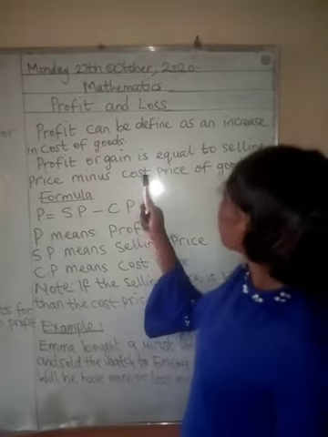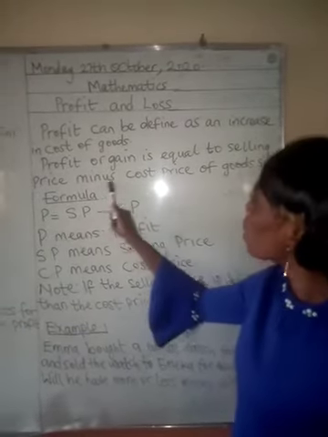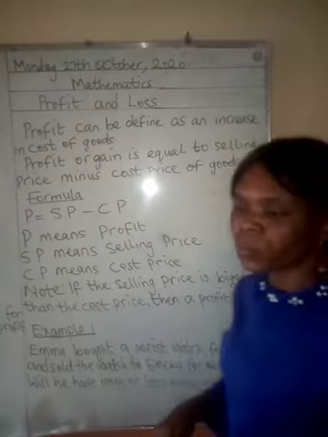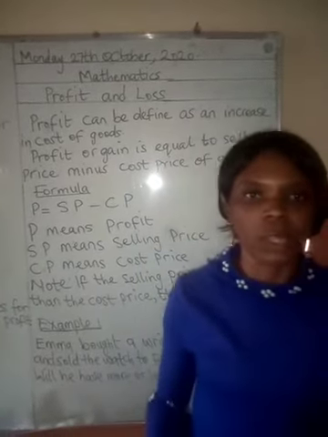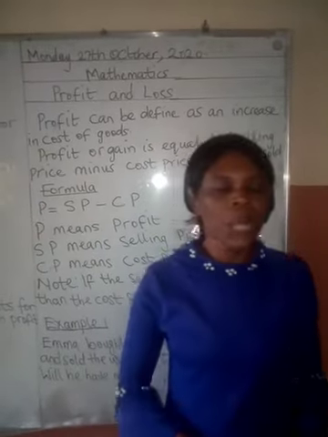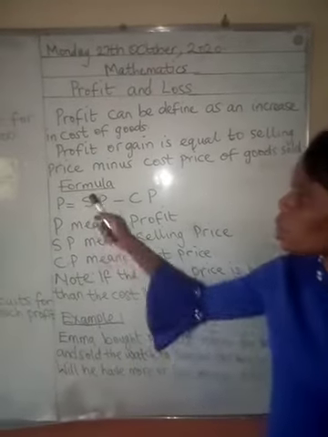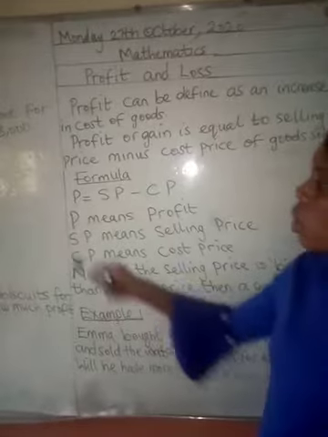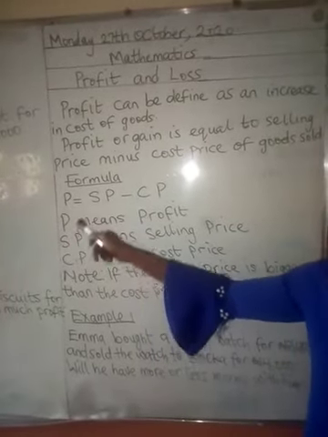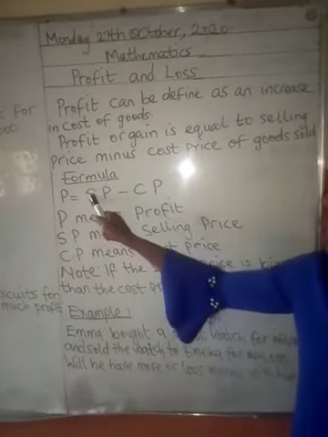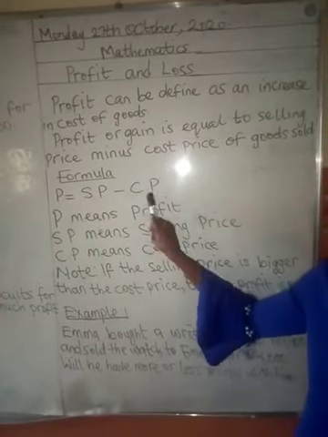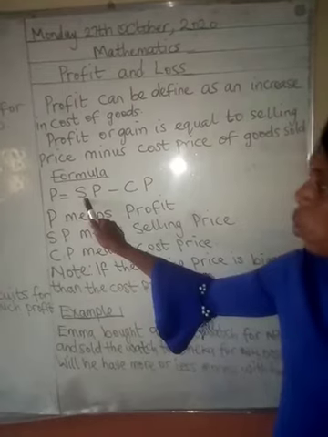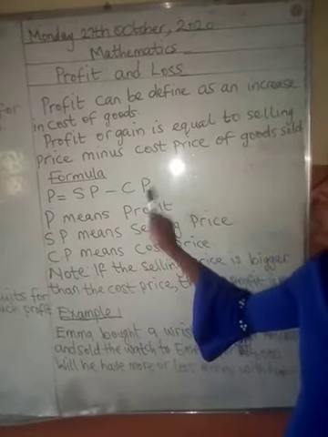Profit or gain is equal to selling price minus cost price of goods sold. How do we calculate profit or gain? How do I know if I made a profit or I made a loss? The first way to know is to use the formula. And our formula is what? Profit is equal to SP, which represents the selling price, minus CP, which represents the cost price. I said SP means what? Selling price, and CP means cost price.